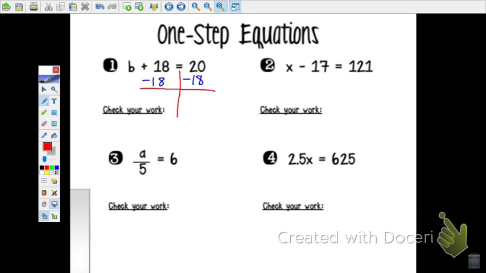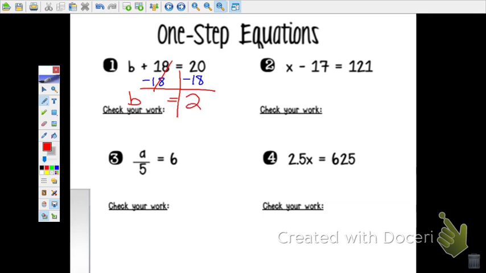So my b drops straight down. Again, I'm not writing over to the right. I'm bringing it straight down. 18 minus 18 is 0. That's gone. That's our inverse. And it is equal to 20 minus 18 is 2.